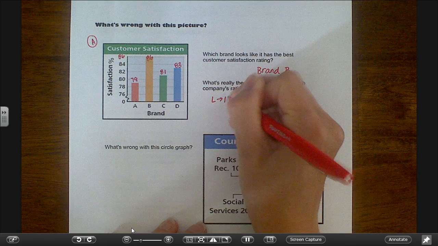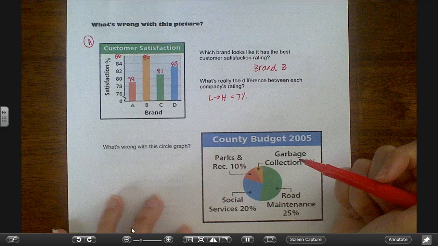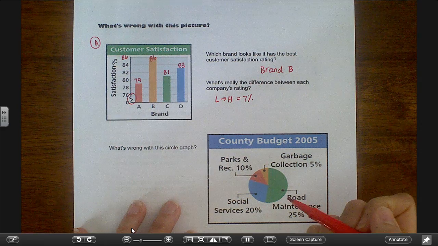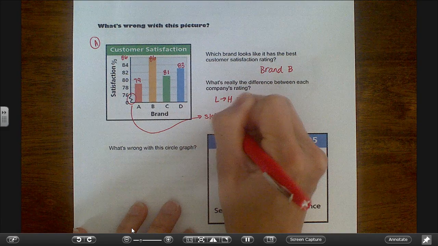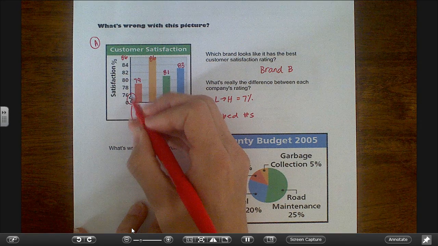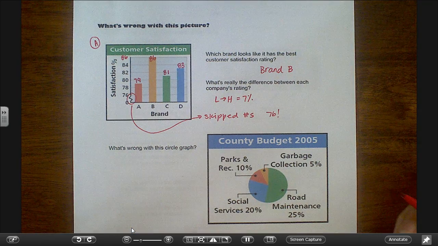So low to high is 7%. And this graph is super misleading. And you're like, well, why? Well, remember what I said that little break means is that we skipped some data points or some numbers. Well, in this instance, we skipped 76. That's a lot to skip.